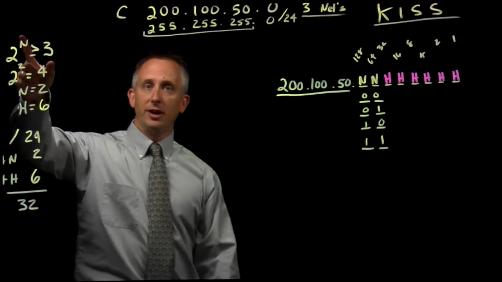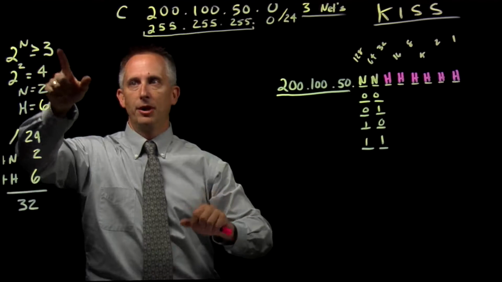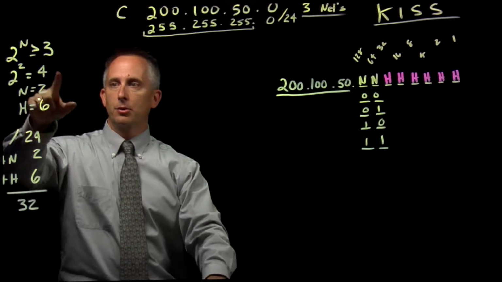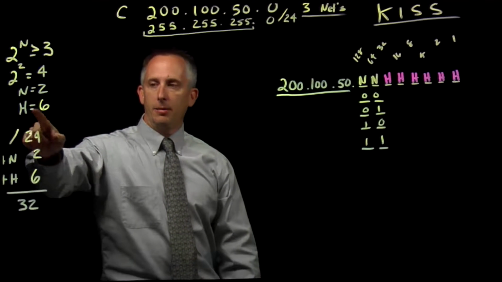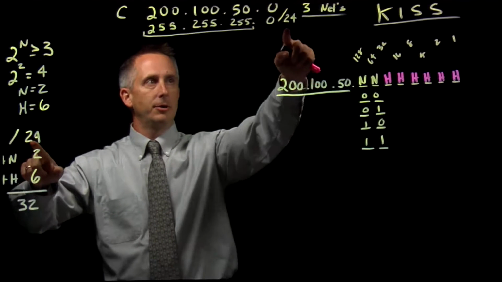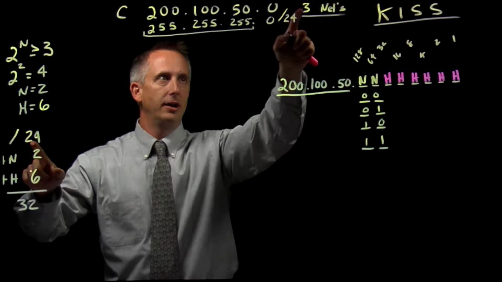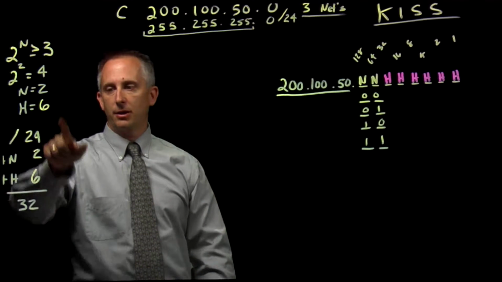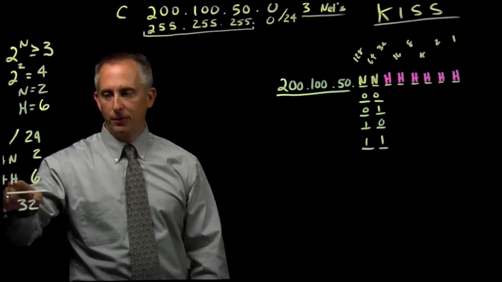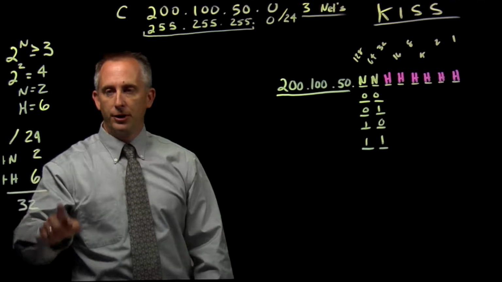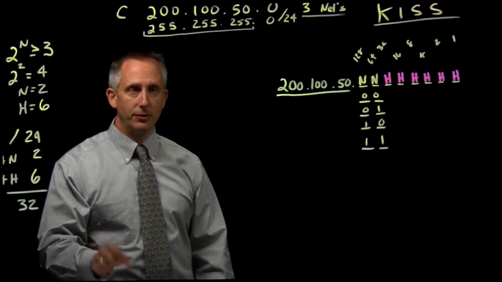So I use the equation 2 to the n networks. 2 to the n had to be greater than or equal to my requirement of 3. 2 squared was 4, so n equals 2. I calculate h by finding my original slash number, because I wrote down what I know: class C, 255.255.255, underline that, slash 24, plus what I just calculated for n. I'm going fast because it's a review. Plus h was 6, for a 32-bit IP version 4 address.